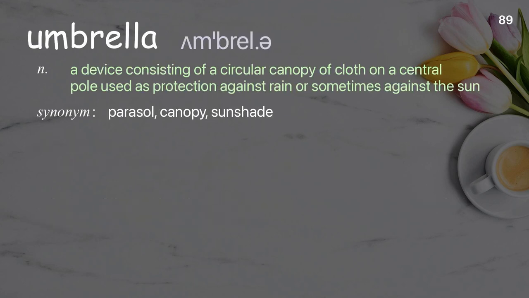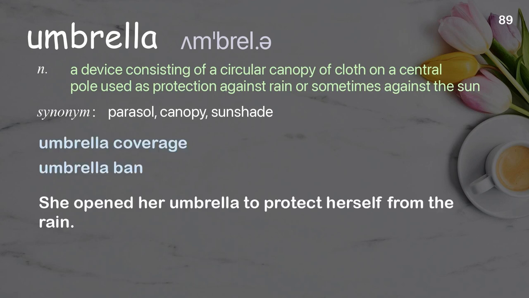Umbrella. A device consisting of a circular canopy of cloth on a central pole used as protection against rain or sometimes against the sun. Examples. Umbrella coverage. Umbrella ban. She opened her umbrella to protect herself from the rain.